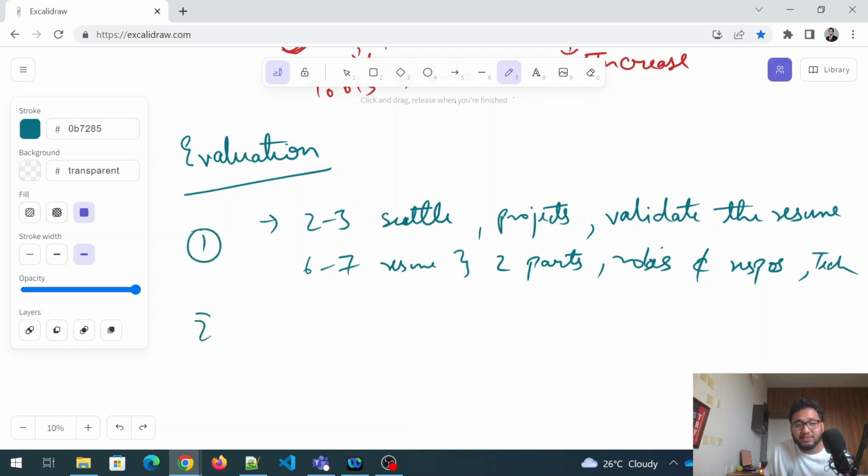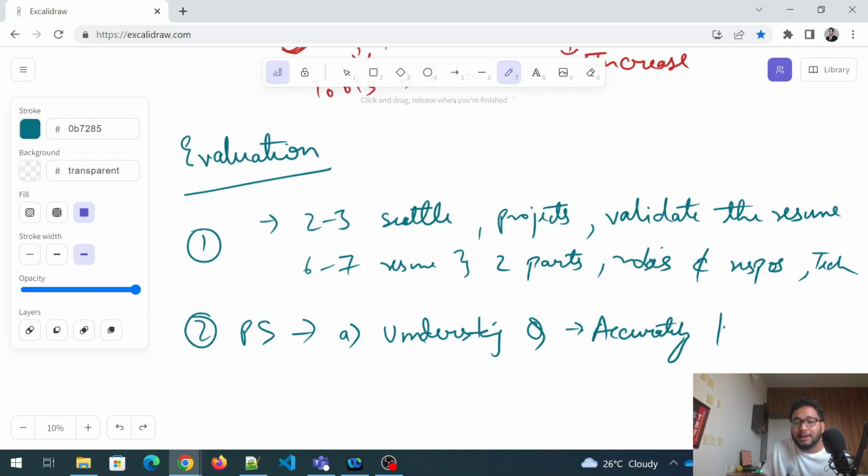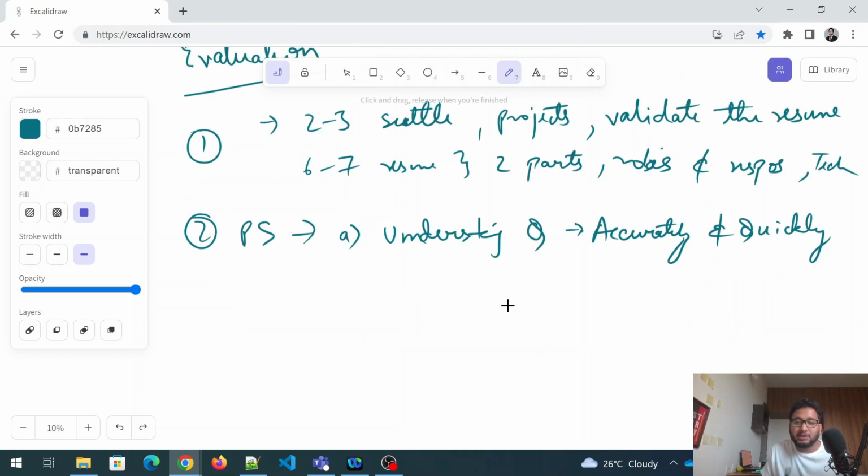This is first. The second, which I talked about, is problem solving. What happens in problem solving? We will judge you on four parts. Now there are sub parts to it. So the first thing is understanding the question. So understanding the question accurately and quickly. So two things: accurately and quickly. I'll just move this out. Accurately and quickly means how accurately you can understand what exactly the problem is and how quickly you can give the solution. So this is one thing.